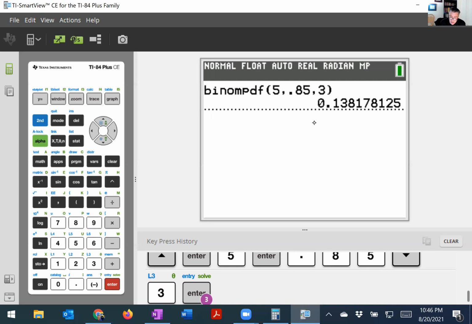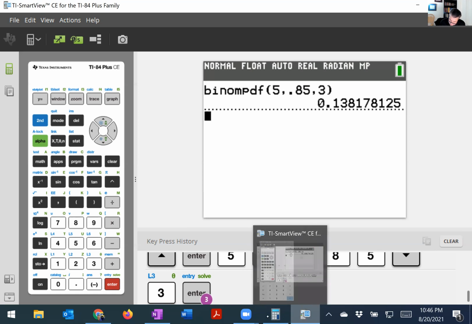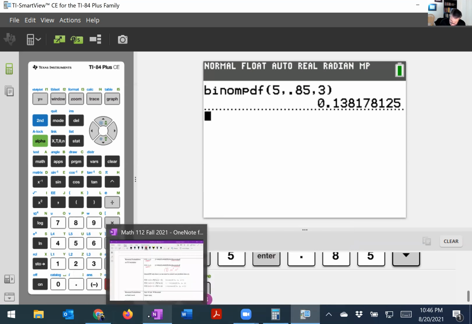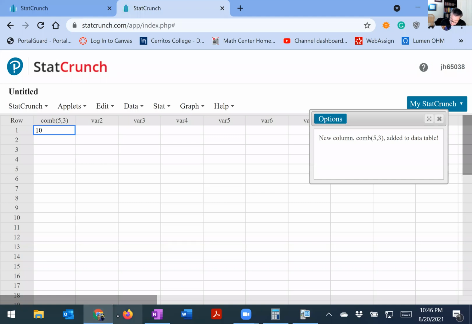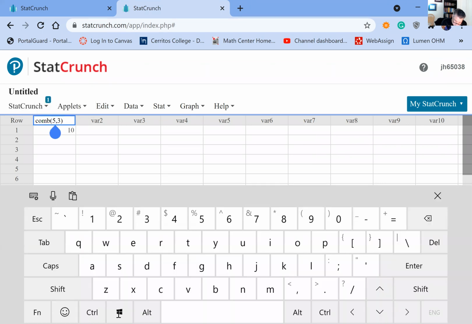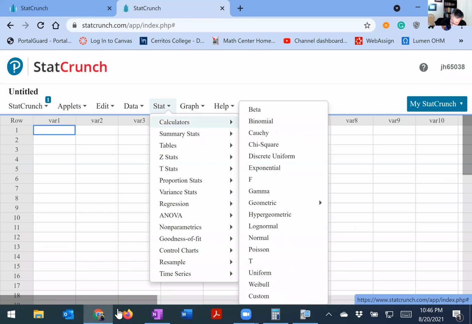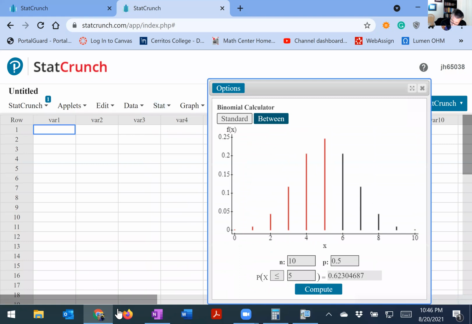On StatCrunch, it's actually super easy. It's a lot easier on StatCrunch. Let's go to StatCrunch here. Let me clear this. Let's delete this here. And what we do is we go to stat and then calculators, and it should be a binomial one here. Yeah, binomial. And it says, n, what do you want n to be?